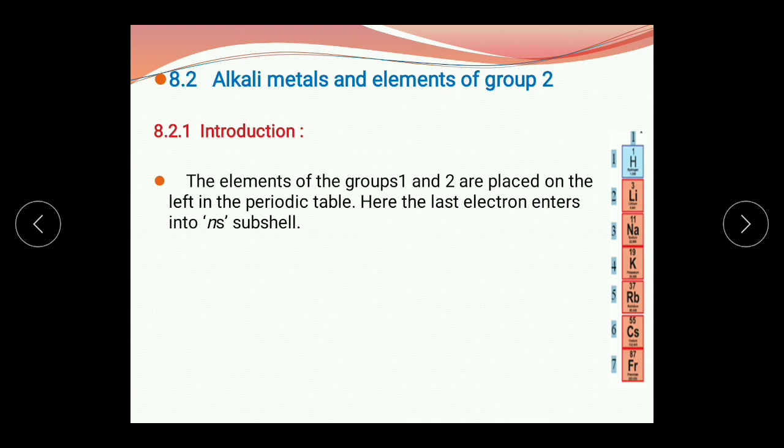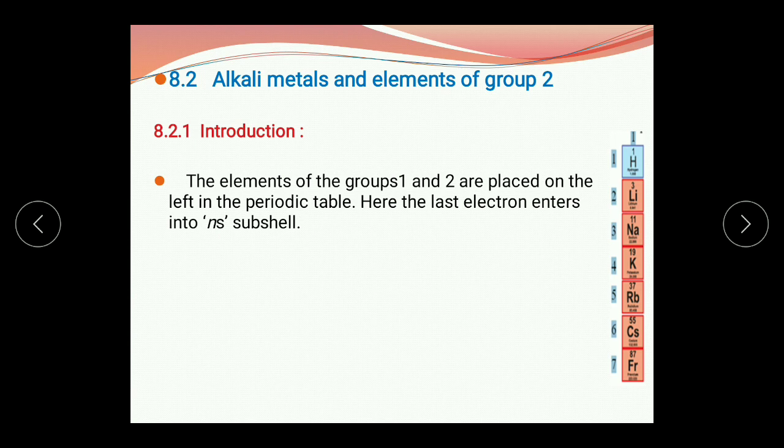Some scientists say that hydrogen should be placed in the 17th group as well, because it requires only one electron to complete its octet. We can say duplet, because the first inert gas is helium, which has atomic number 2. So it requires only one electron, and so it should be in the 17th group.